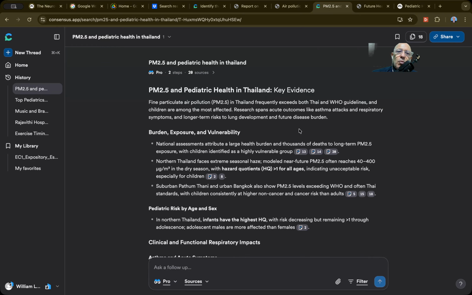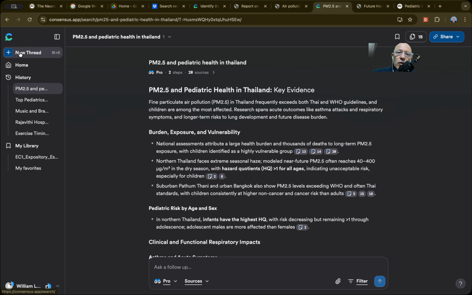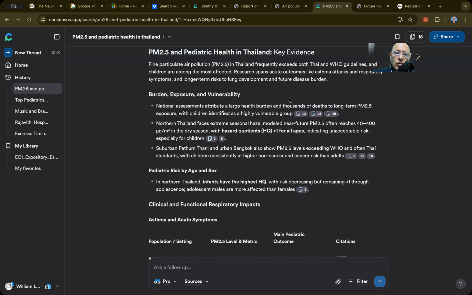Here's a more limited thread that I continued with. I just opened up a new thread in Consensus, click on new thread, and then I just asked it to research PM 2.5 and pediatric health. Now in Thailand, not in the world, but in Thailand, and just to see if there's anybody doing research here in Thailand. And yeah, it summarizes what it has found in a very visual way, easy to understand.